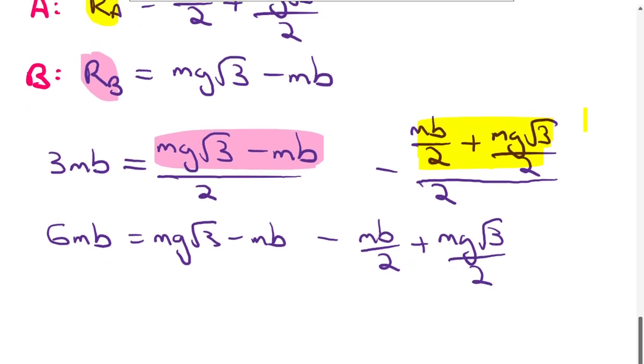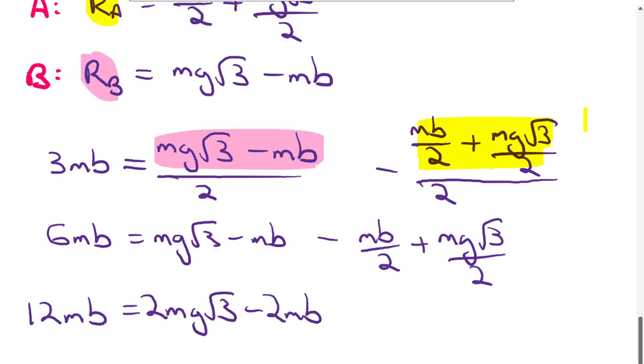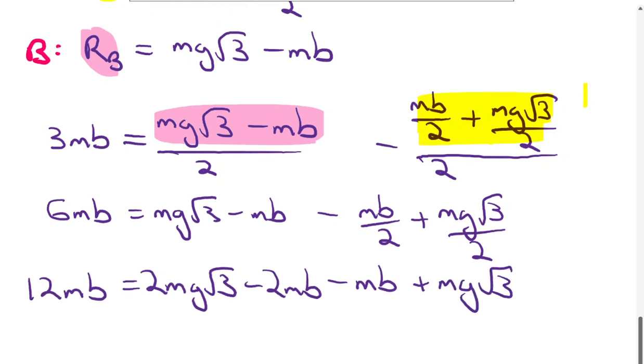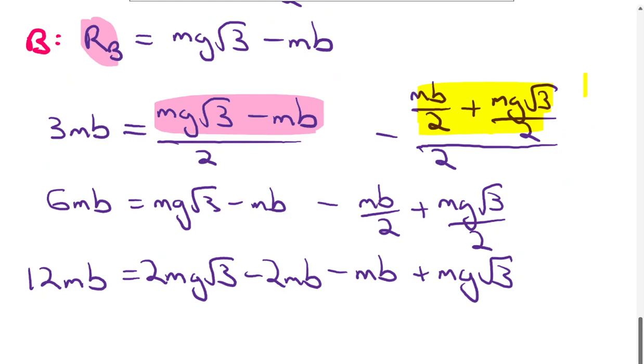Let's get rid of those fractions as well. Just get rid of them all so we have just nice-ish things. So multiply everything by 2 again. That gives us 12MB equals 2mg root 3 minus 2mb minus mb. Again, the multiplies cancel out with a divide, plus mg root 3. Oh, wait, yes, we got it. So, or I think we do, because m is in everything, so we divide out by m.